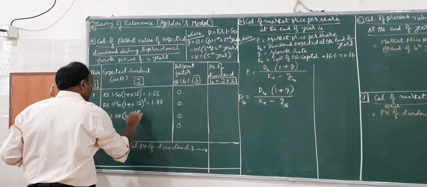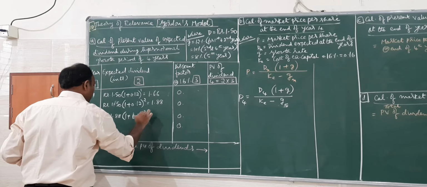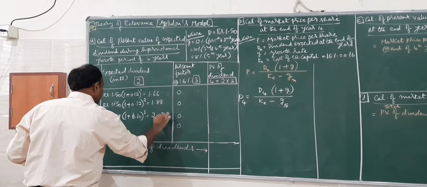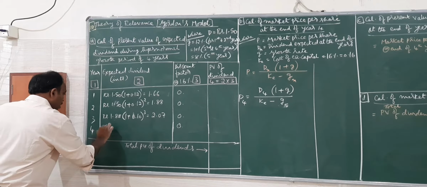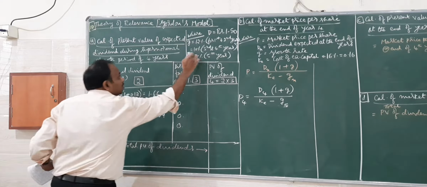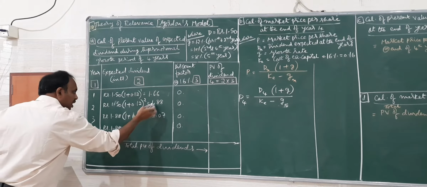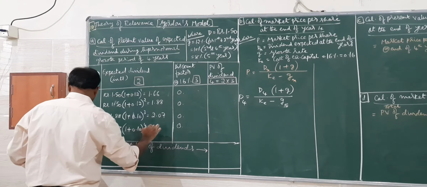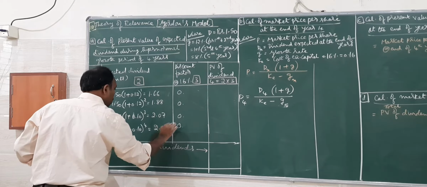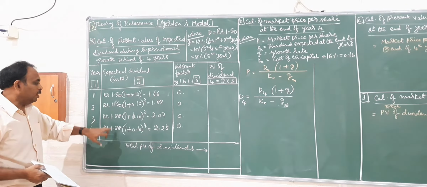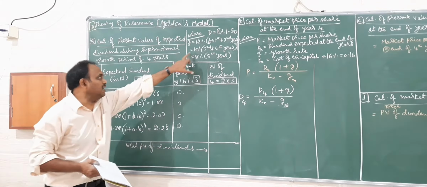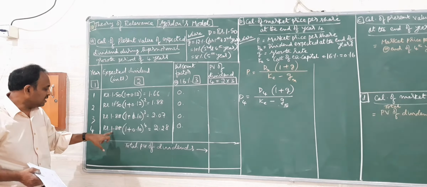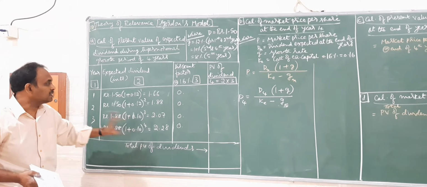and I will adopt the growth value here. The third year is 10%. So if I simplify this value, I will get 2.07. Then the fourth year also the dividend expected is 10%, so I will take the same dividend 1.88. So it is going to give 2.28. So the dividend value is changing because the growth rate is changing. So I have to take the second year value to the third year, and it remains the same for the fourth year because the growth rate is the same.